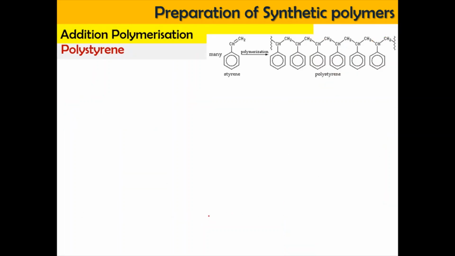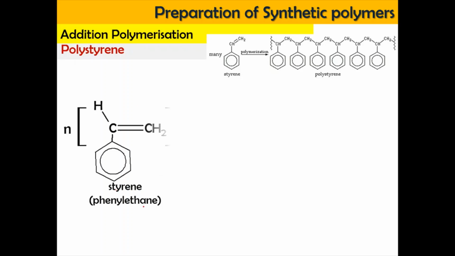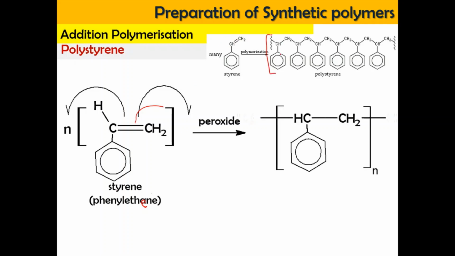Okay. Next, we're going to look into polystyrene. So polystyrene is basically a common name for phenylethene, where phenylethene can be written something like this. Okay, so phenylethene, with the presence of peroxide, is going to break one of the bonds. So one electron is going to be on that side, and the other electron on the left hand side. Okay, so it's going to be repeated with its partner, and this is going to form polystyrene as shown here.